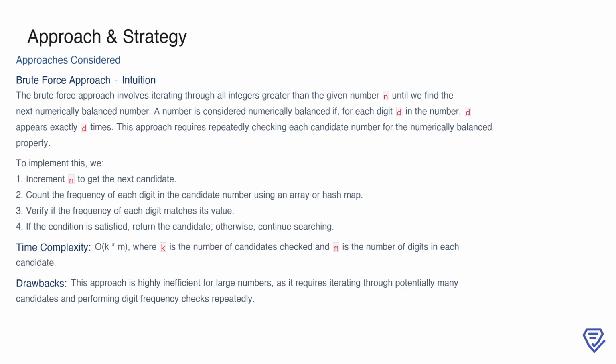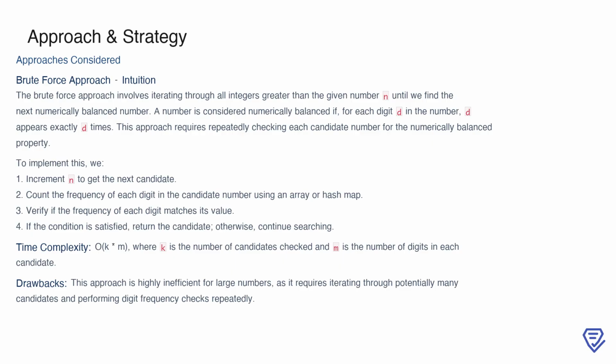Let's dive in. To tackle the problem of finding the next numerically balanced number, we can start by considering a brute force approach. The intuition here is straightforward. We incrementally check every number greater than the given input n until we find one that satisfies the numerically balanced property. A number is considered numerically balanced if, for each digit it contains, the digit's frequency matches its value. For instance, the number 22 is numerically balanced because the digit 2 appears exactly 2 times. The steps for this approach involve incrementing n to generate candidates, counting the frequency of each digit in the candidate, and verifying whether the frequency matches the digit itself. If a number satisfies this condition, we return it, otherwise, we keep searching.